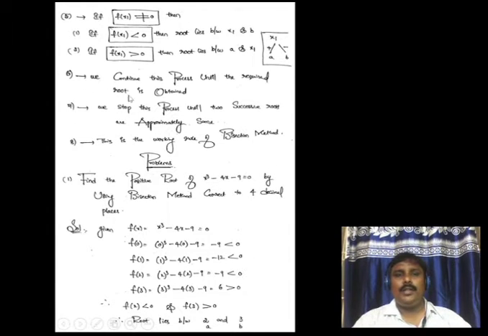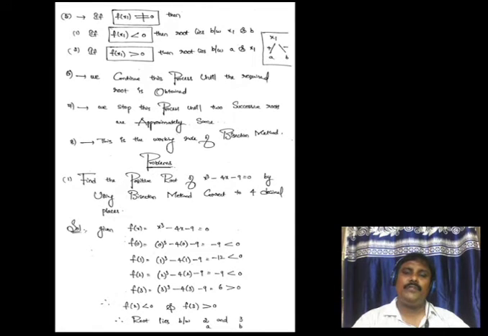Here I have written a simple process. If f of x1 is not equal to 0, then f of x1 less than 0 or f of x1 greater than 0. Then the root lies between x1 and b, or the root lies between a and x1. We continue this process until the required root is obtained. That means we continue until two consecutive roots are approximately the same. Then we stop the process. So this is the working rule of the bisection method.